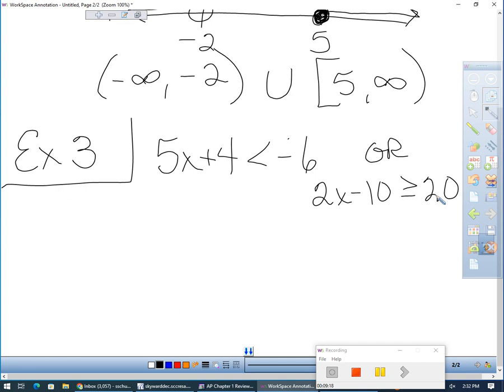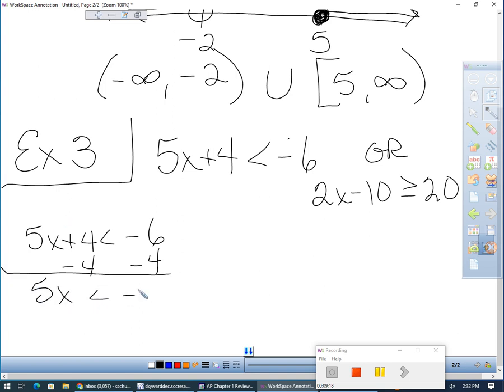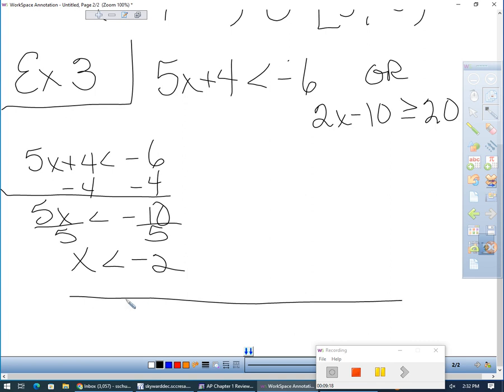All right, so when you're doing an OR, you're just going to solve the first inequality. So we're going to start by solving this one. I have 5x plus 4 is less than negative 6. How do I solve it? I first subtract 4 from both sides. This is what you did the other day. We have 5x is less than negative 10. Now what? Good. Divide by 5. So we get x is less than negative 2. All right. I'm going to go ahead and put that on my number line. At negative 2, I have an open dot, and it goes to the left. It is less than.